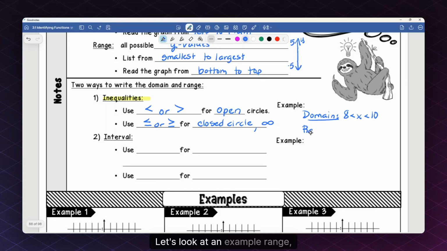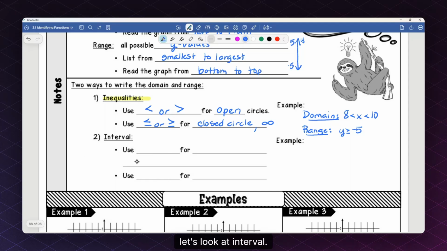Let's look at an example range, how it might look. Let's say that I have a closed circle at -5. Everything that's bigger than that, you would say your y is greater than or equal to -5 if it had a closed circle. There's no graph here to look at. I'm just giving an example of a way that we might write these.